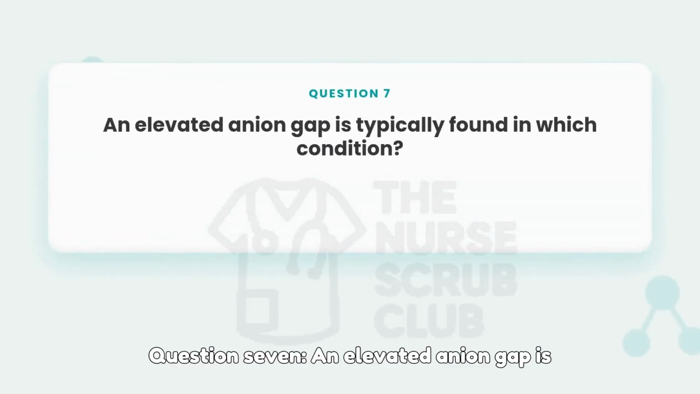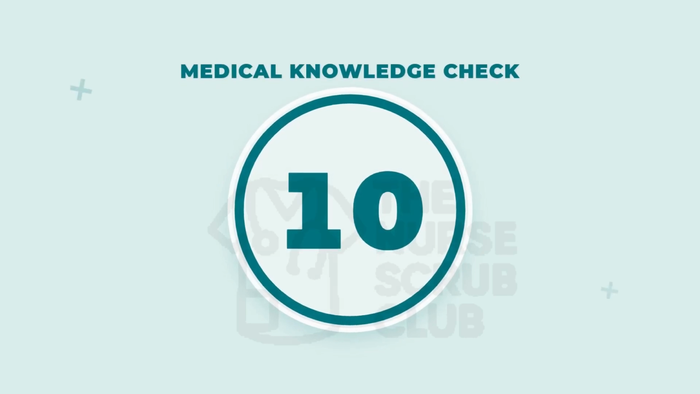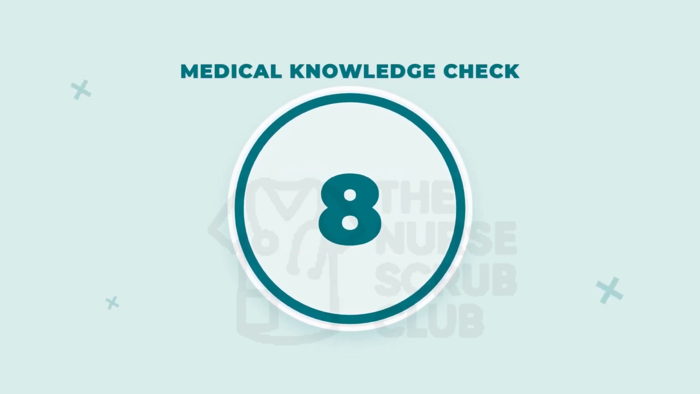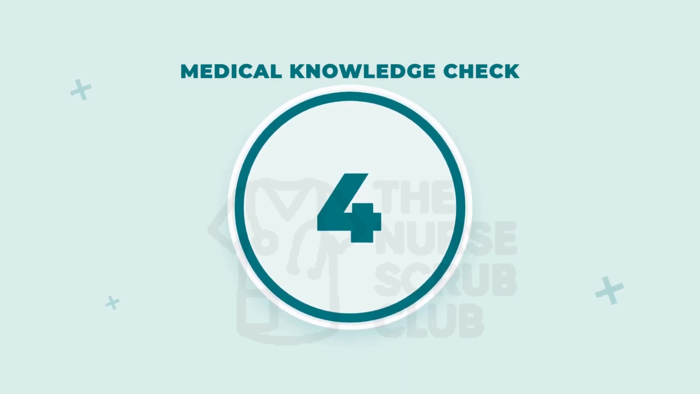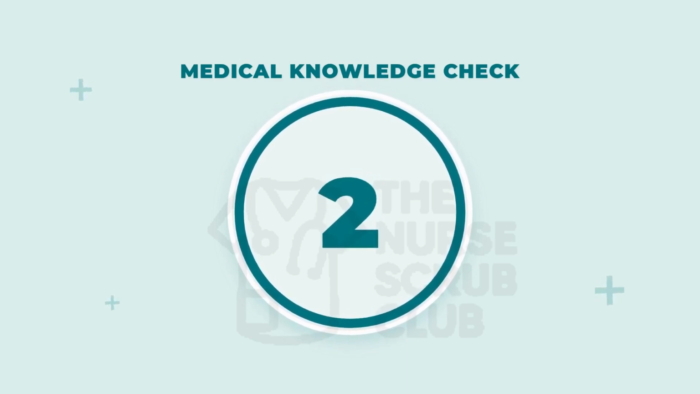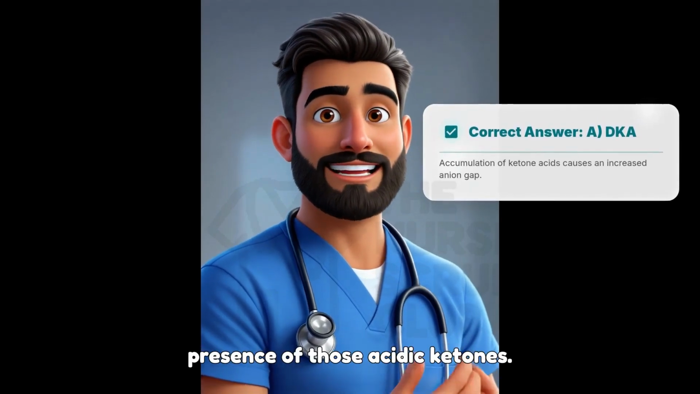Question 7. An elevated anion gap is typically found in which condition? It's A, DKA. The anion gap helps us track the presence of those acidic ketones.